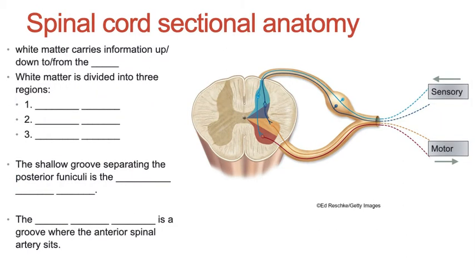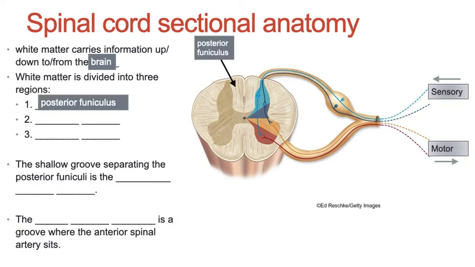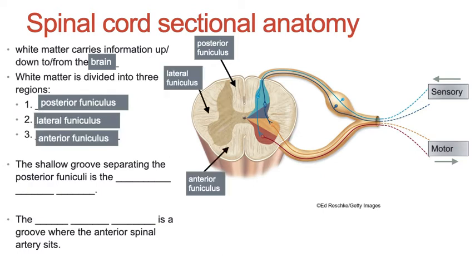All right, so let's move on to white matter. So white matter carries information up and down and to and from the brain. Okay, so up and down the spinal cord and to and from the brain. And the white matter can be divided into three regions. You've got your posterior funiculus, which is here near the top of this diagram, the lateral funiculus to the side, and then the anterior funiculus.